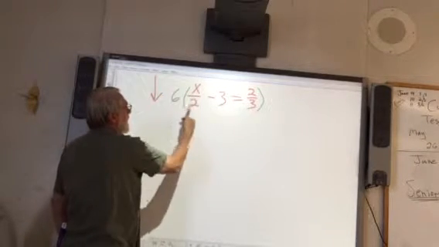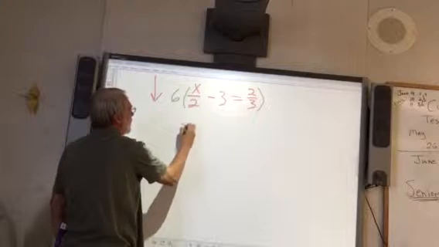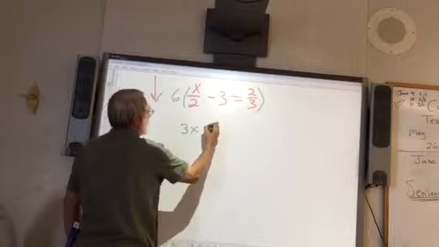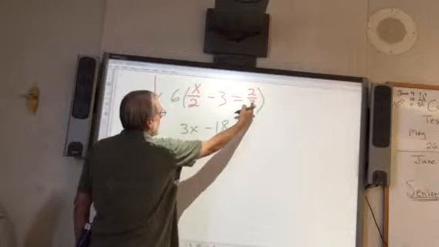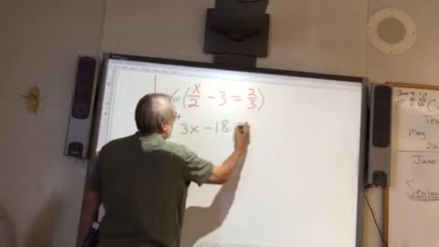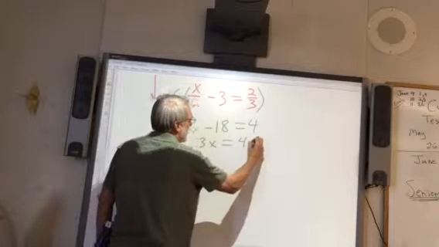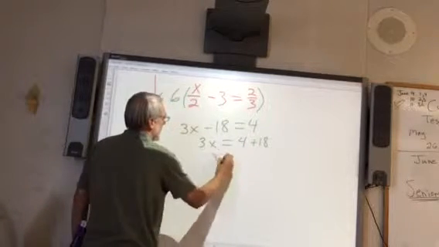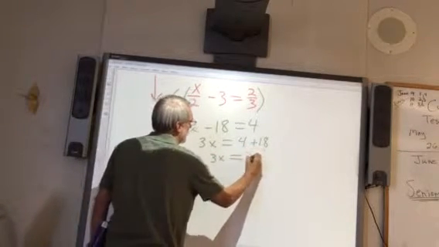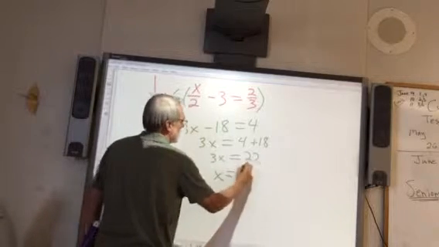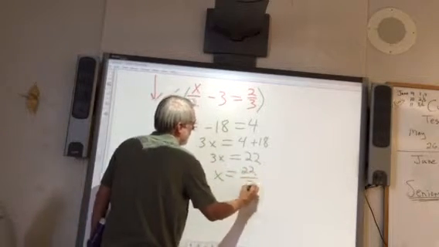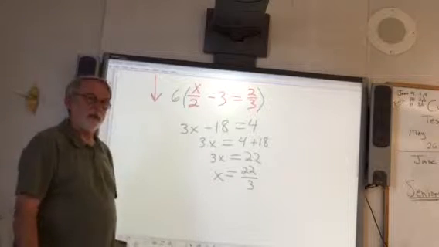So when I multiply x over 2 times 6, I end up with 3x. This times 6 is negative 18. And this times 6, 3 cancels out, leaving 4. 3x equals 4 plus 18. 3x equals 22. x equals 22 thirds. So that's a little bit harder.